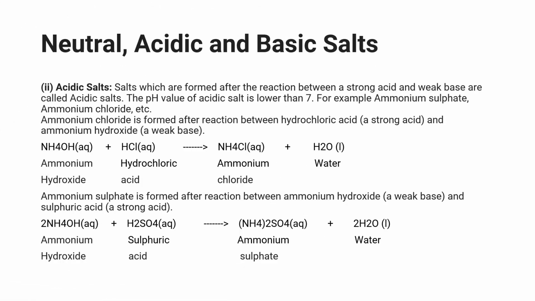Now let's look at the acidic salts. Salts which are formed after the reaction between a strong acid and a weak base are called acidic salts. The pH value of an acidic salt is lower than 7. For example, ammonium sulfate, ammonium chloride, etc. Ammonium chloride is formed after reaction between hydrochloric acid and ammonium hydroxide, which is a weak base. Ammonium sulfate is formed after reaction between ammonium hydroxide and sulfuric acid, which is a strong acid.